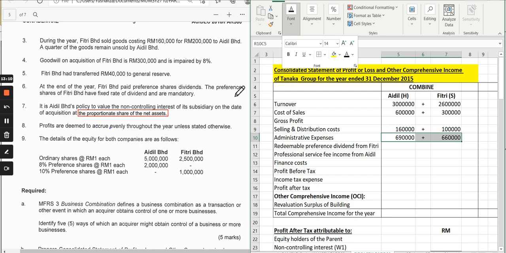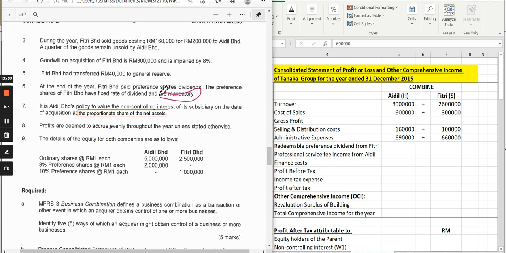However, the second sentence says the preference shares of Fitri have fixed rate of dividend. So of course, the preference shares have fixed rates of dividends in most cases. And here you have one more important word, which is mandatory. So the word mandatory means that is going to be the case of redeemable preference shares, where you have to repurchase the shares back from the preference shareholder when the date is due. So these types of preference shares that were acquired by the parent in Fitri are redeemable preference shares.